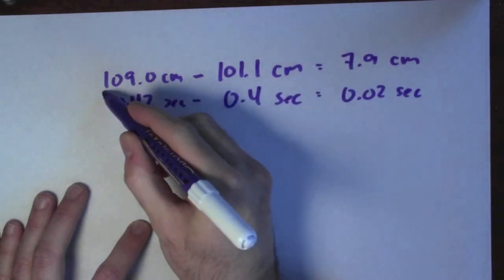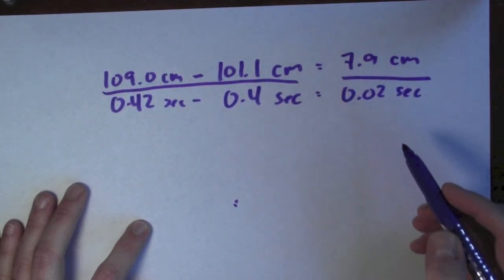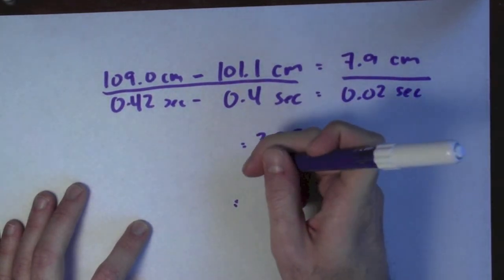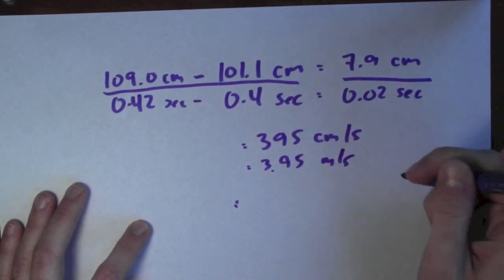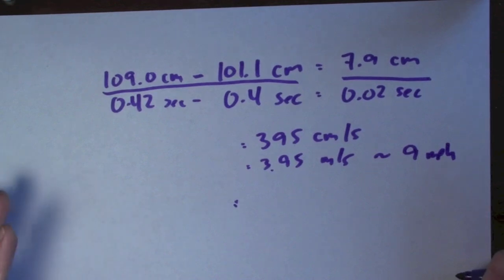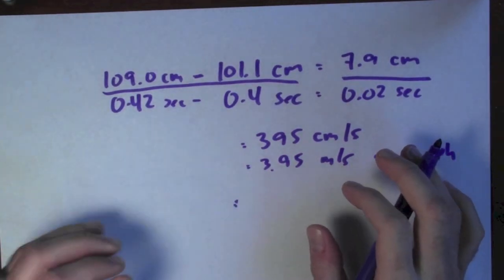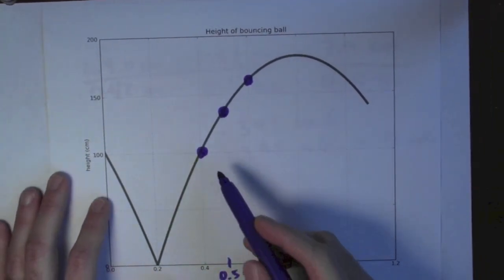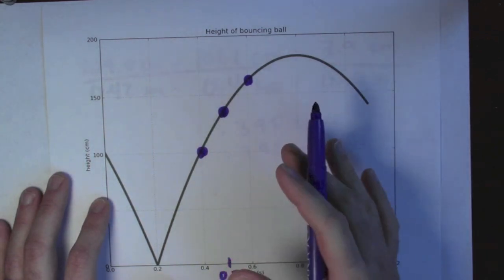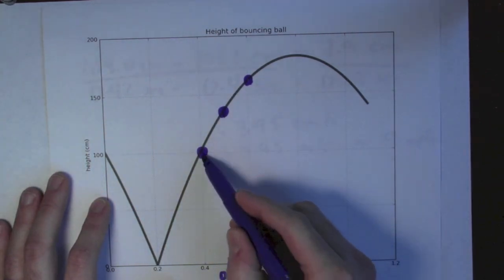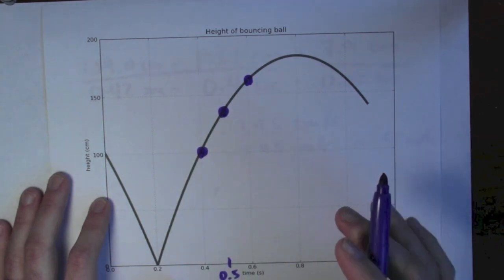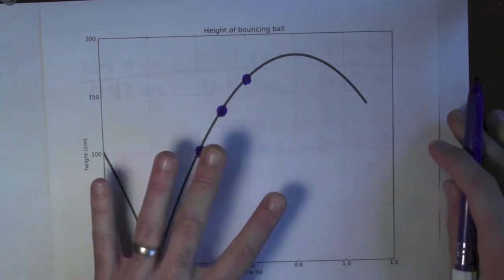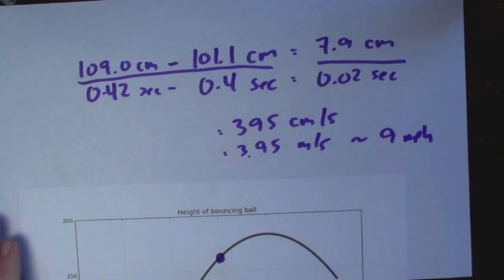To figure out the speed, I again divide 7.9 by 0.02, which is 395 centimeters per second, which is 3.95 meters per second, which is about 9 miles per hour. This is a much better approximation to the instantaneous speed of the ball at 0.4 seconds. Look, here's the graph again. Between 0.4 and 0.6 seconds, the ball's traveling maybe 7 miles per hour on average. Between 0.4 and 0.5 seconds, the ball's traveling maybe 8 miles per hour. Between 0.4 and 0.42 seconds, we just calculated that the speed of the ball is about 9 miles per hour.